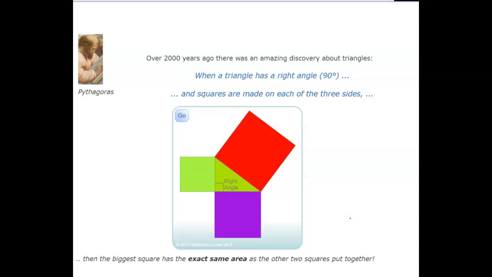Over 2,000 years ago, there was an amazing discovery about triangles. When a triangle has a right angle, which is 90 degrees, and squares are made on each of the three sides, so say we had a square A for side A, square B for side B, and then C, then the biggest square has the exact same area as the other two squares put together.